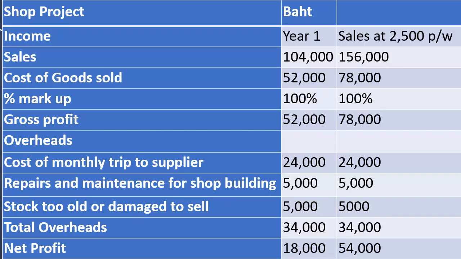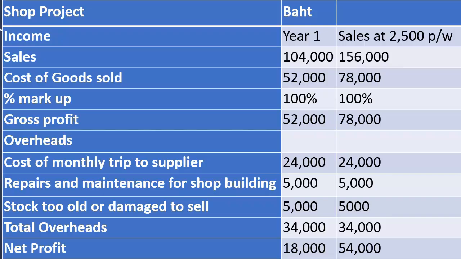So the sales go up from 104,000, which was 52 weeks multiplied by 2,000, to 156,000, which is 52 weeks multiplied by 2,500. The cost of goods sold also goes up because we're now selling more. So that's still half, so 78,000, that's half of 156,000. Markup is the same, and the gross profit is 156,000 minus 78,000 equals 78,000.